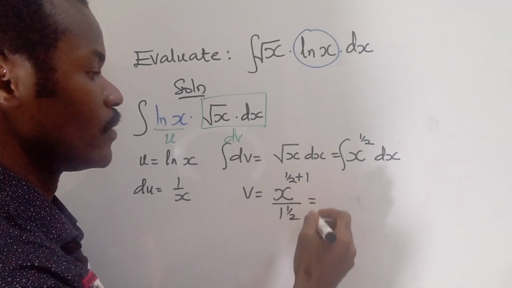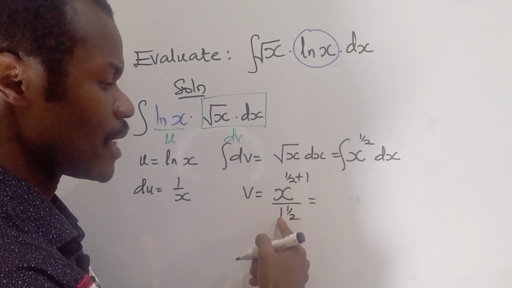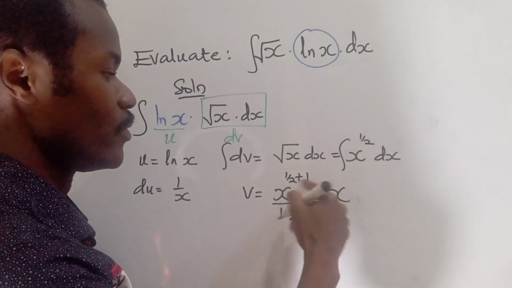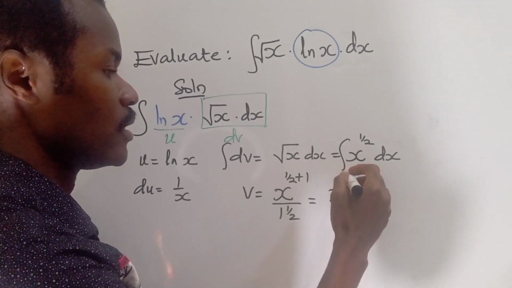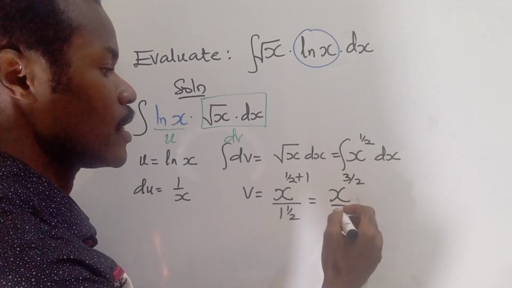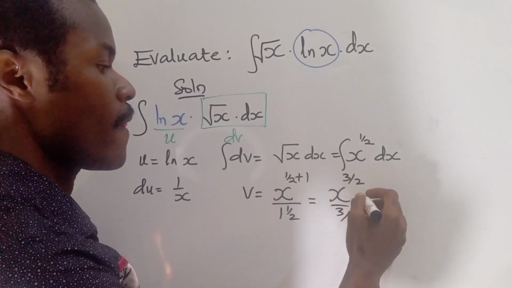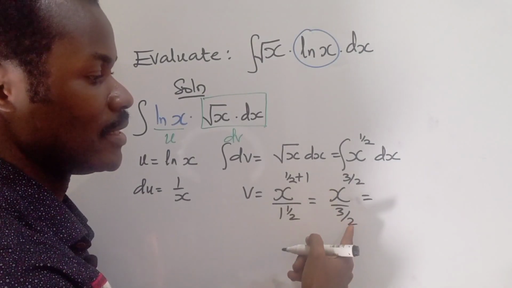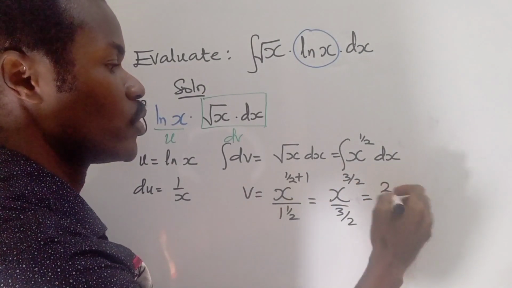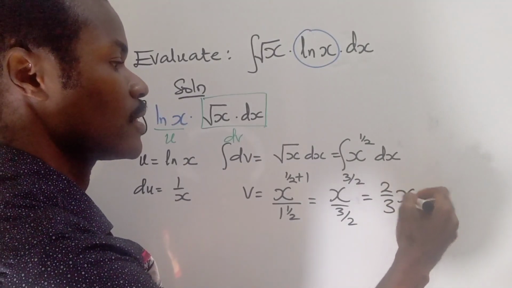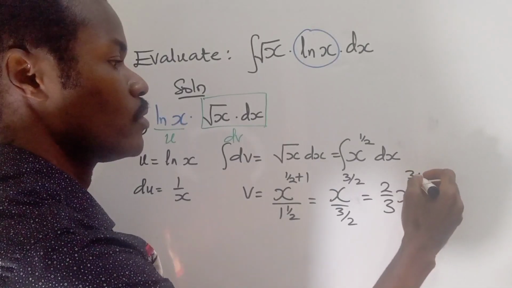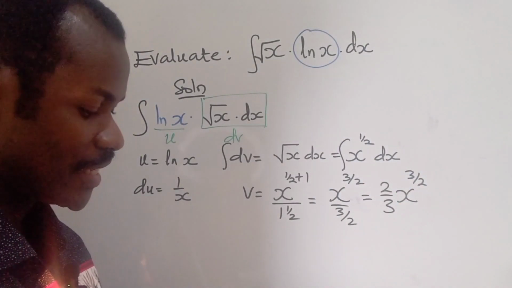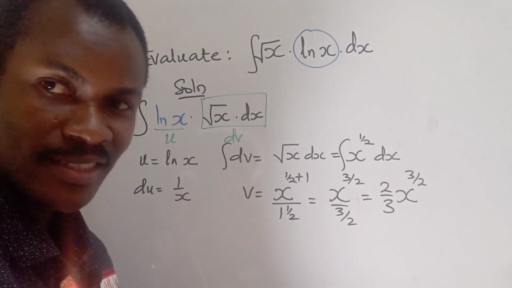Alright, so this is going to give us, if we add 1 to the half, it is simply 3 over 2, and we divide by 3 over 2. If you take the reciprocal of this, the division becomes a multiplication, so we have 2/3 x to the power of 3 over 2. So this is actually our first step.